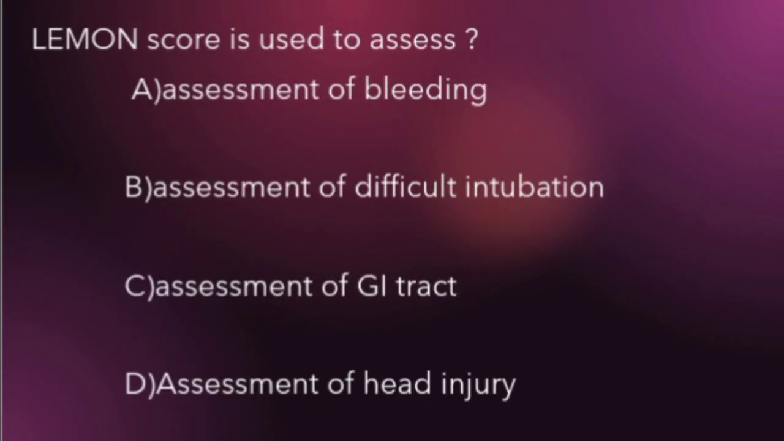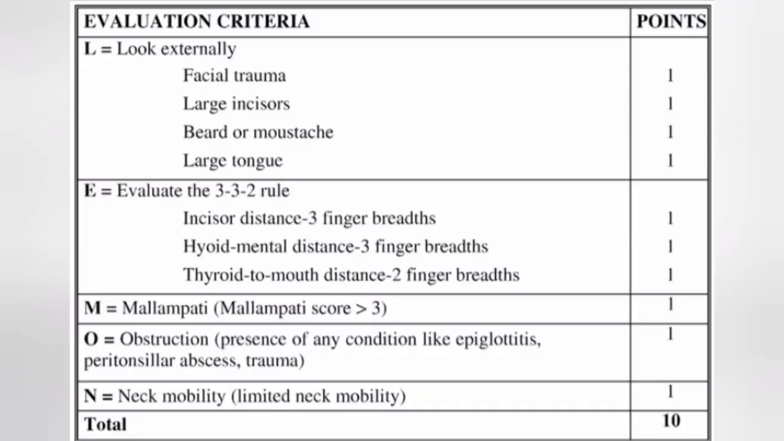LEMON score is used to assess: option A. Assessment of bleeding, option B. Assessment of difficult intubation, option C. Assessment of GI tract, option D. Assessment of head injury. Correct answer is option B. Assessment of difficult intubation. This is the LEMON score, the mnemonic used to assess difficult intubation.